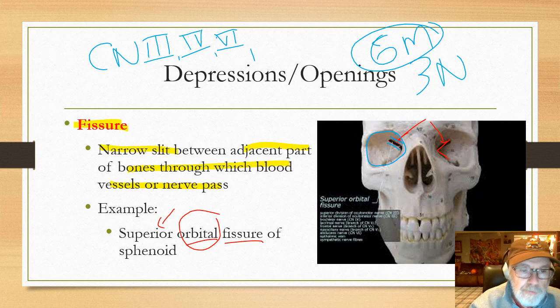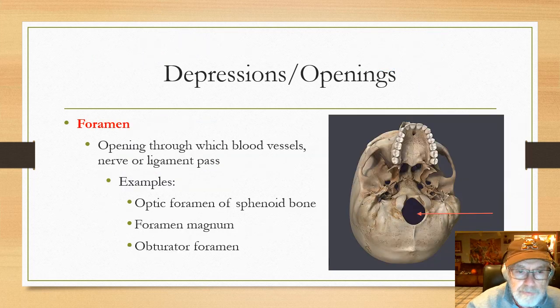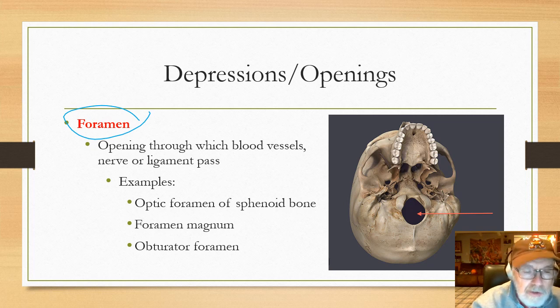So basically, going back, a fissure is a crack, and you actually see a crack right there. There are other places where we'll find cracks in bone, but that's probably a good one to look at. So that's called a fissure. A foramen. A foramen doesn't have to be large, but it's sort of a hole through which blood vessels, nerve, or ligament can pass. There's one called the optic foramen.